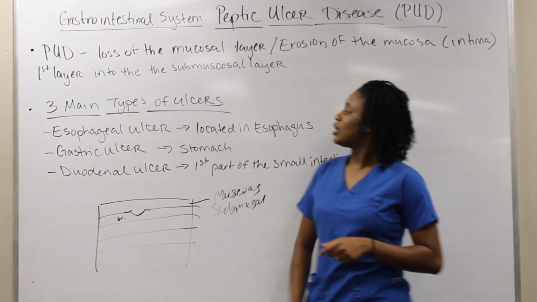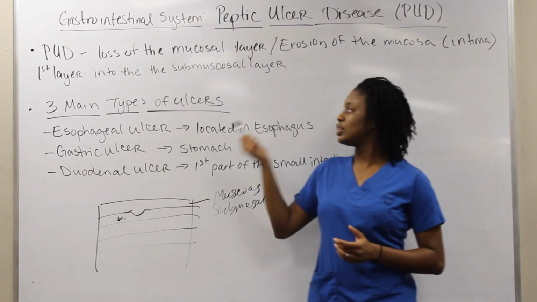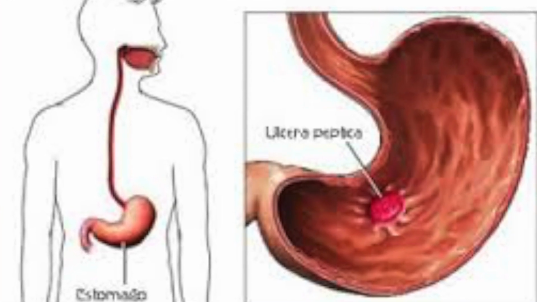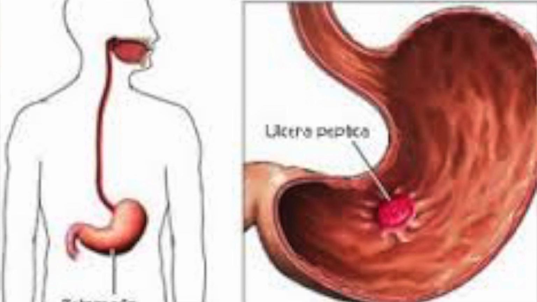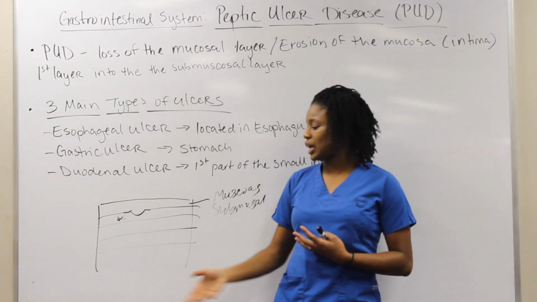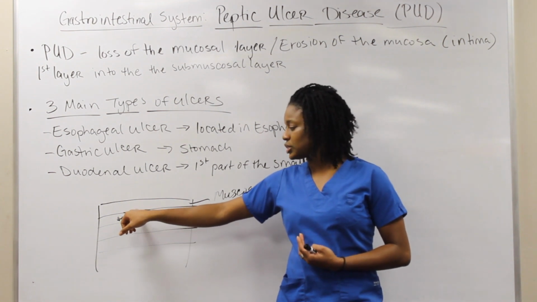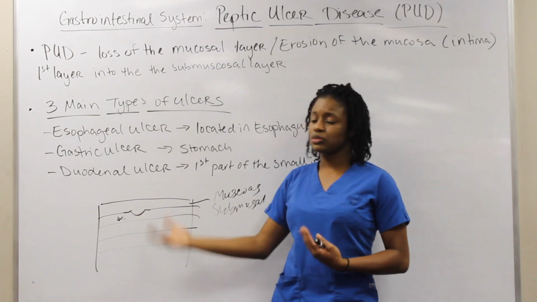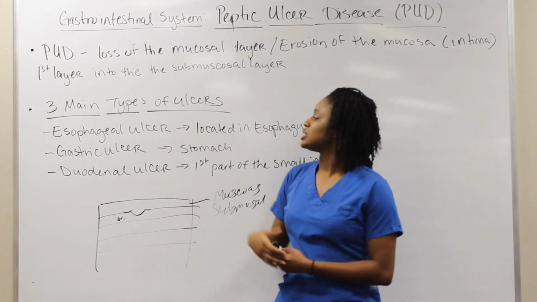So with that, you have 3 different types of ulcers. Well, 3 main types, okay? You have esophageal ulcer, gastric ulcer, and duodenal ulcer. And pretty much the only difference is where they're located. They're still the same as far as the representation of the erosion of the mucosa layer, because that's what makes it an ulcer, but it's just where it's located.